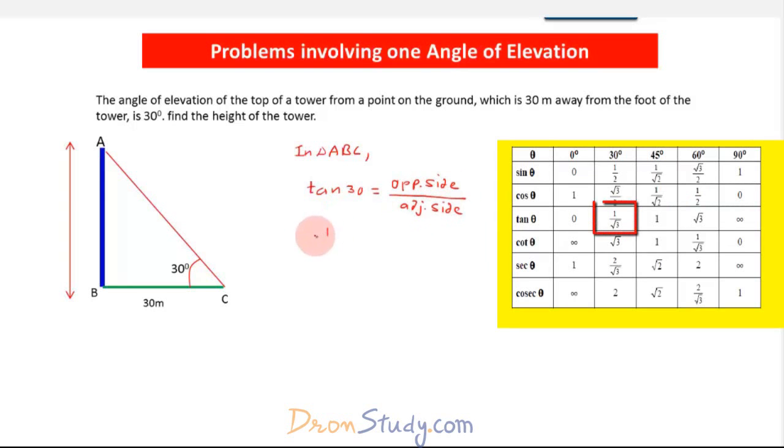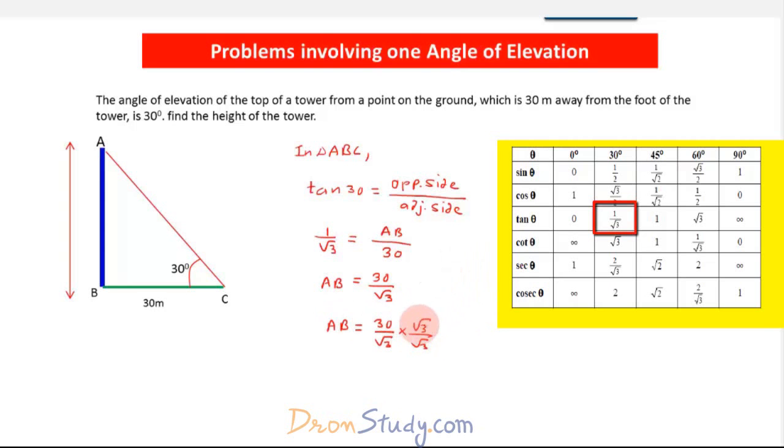Tan of 30 is 1 upon root 3, which is equal to the opposite side AB, that is the height of the tower, upon the adjacent side, which is 30 meters. And therefore, if you take 30 to this side, AB will be equal to 30 by root 3. Now here we do not write surds in the denominator, so we will rationalize this. So AB is equal to 30 by root 3 multiplied by root 3 by root 3.